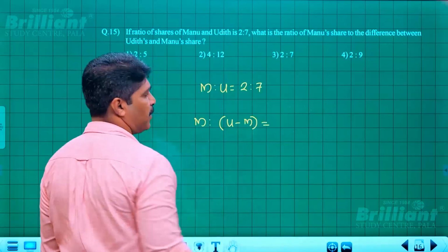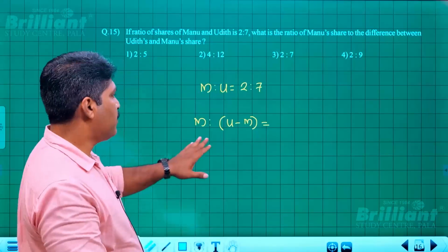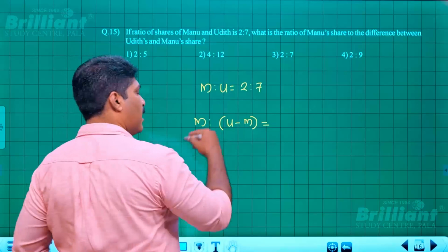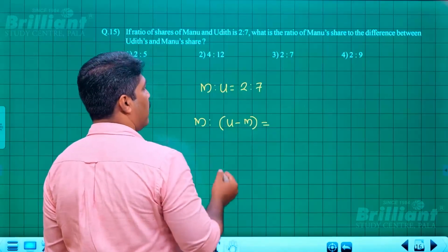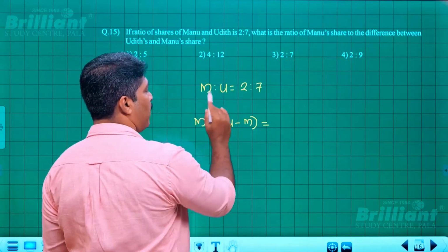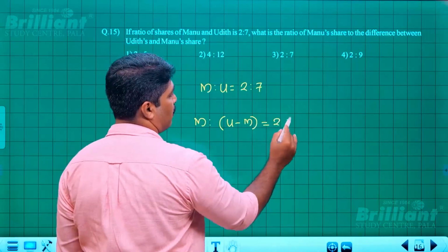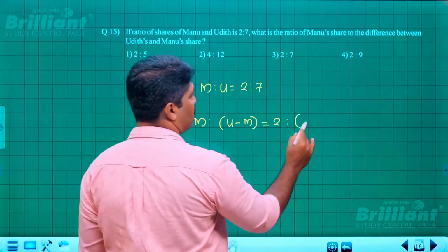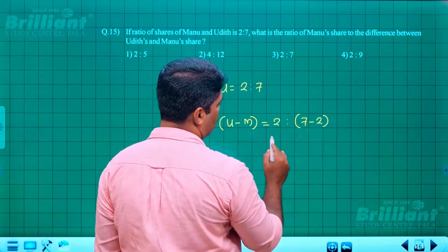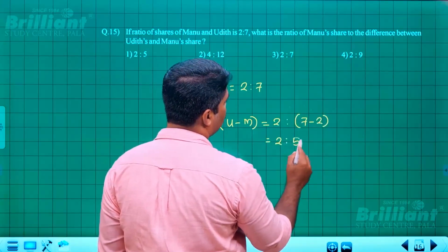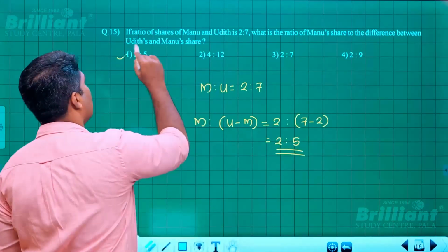So it's a simple question. Here, why are we considering this one? You can directly consider the values. Instead of M, you just consider that as 2. Instead of U minus M, you just consider that as 7 minus 2. So therefore, this is 2 is to 5. Like this way we can catch.